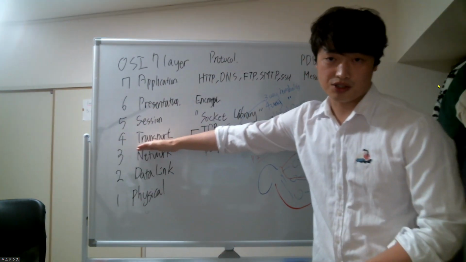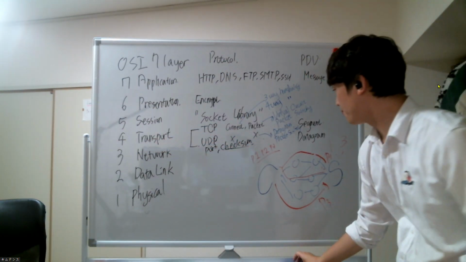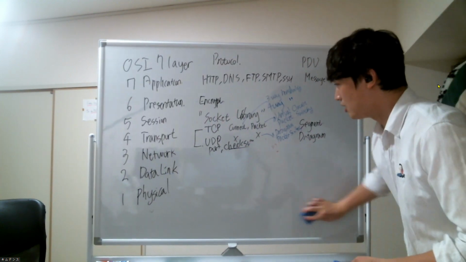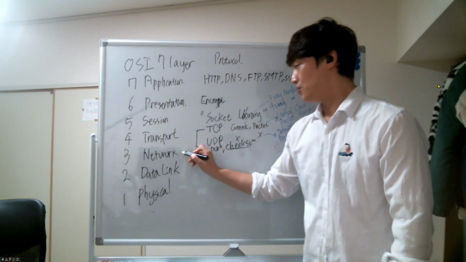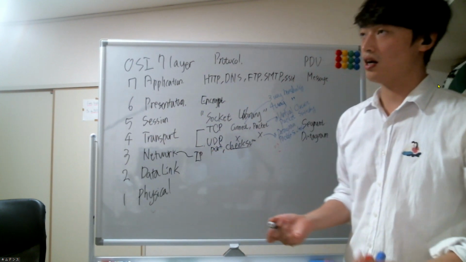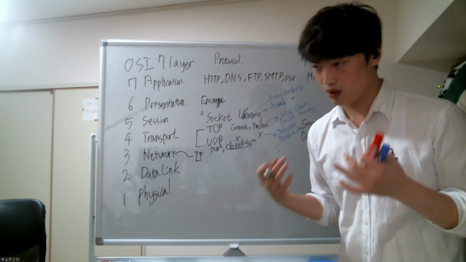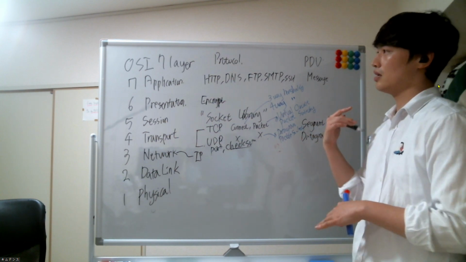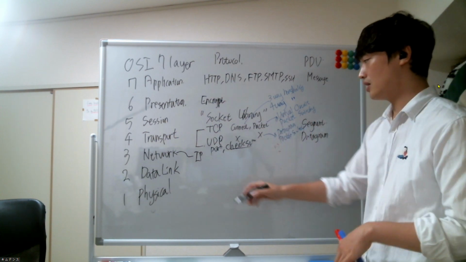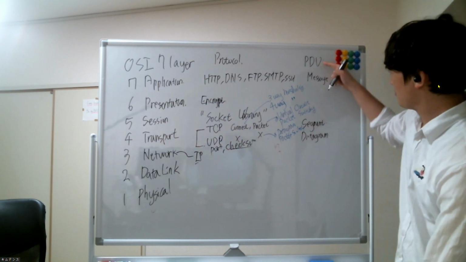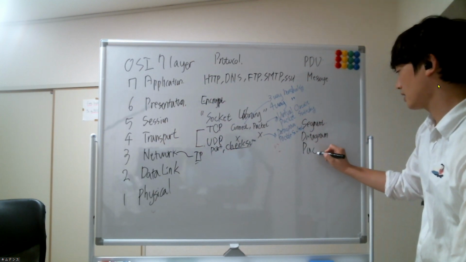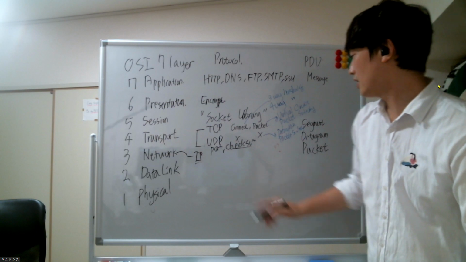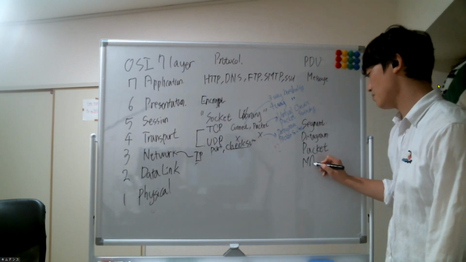So here was the transport layer, and then the data goes through the network layer. On the network layer, it uses the IP protocol. It identifies the network, and also gives the data the sender's IP address and the destination IP address. Here, the PDU becomes a packet. And in the data link layer, the PDU becomes a MAC address.